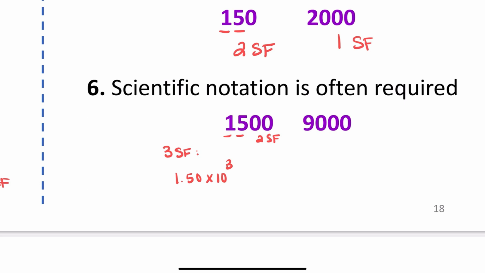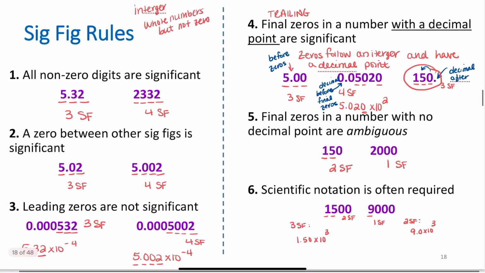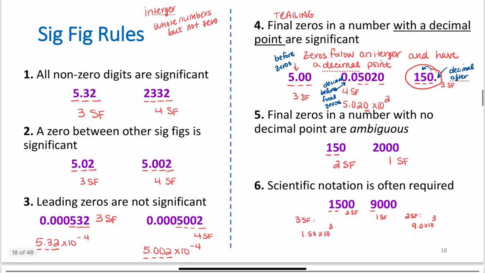This again, 9,000 only has 1 sig fig. What if I want 2 sig figs? I would have to write 9.0 times 10 to the third. Writing 1.50 times 10 to the third, or 9.0 times 10 to the third, that is giving me the correct number of sig figs. 1.50 times 10 to the third is 3 sig figs. But it's still telling me 1500 if I take it out of scientific notation, so it's still the correct value. Writing 9.0 times 10 to the third, that still represents the value of 9,000, but it is giving me 2 sig figs.